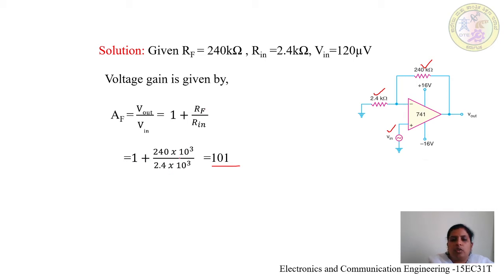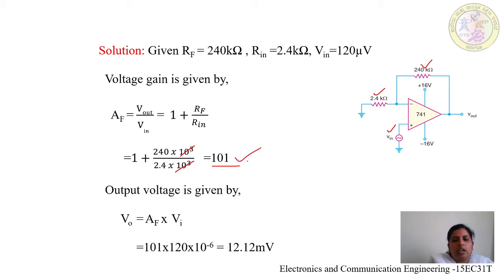So you will have the voltage gain as 101, means 1 plus RF divided by Rin. RF is 240 into 10 to the power of 3, Rin is 2.4 into 10 to the power of 3. Here 10 to the power of 3 gets cancelled. You will have 240 divided by 2.4, which is 100. 1 plus 100 is 101.